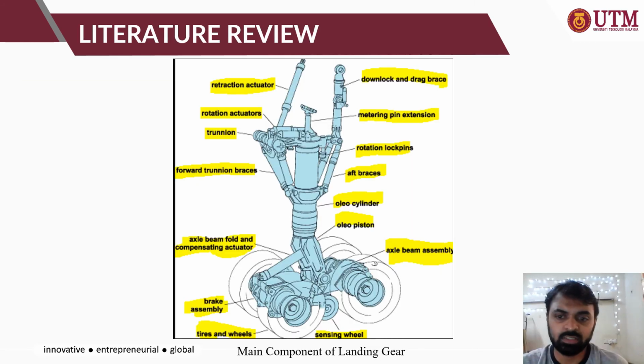So for the literature review, during taxi, takeoff and landing, an aircraft landing gear serves as a suspension system. It is made to absorb and disperse the kinetic energy of the landing impact. So as you can see in this figure, these are the main components of the landing gear, such as retraction actuation, downlock, and the drag force, F brace, oleo cylinder, oleo piston, axle beam, etc.